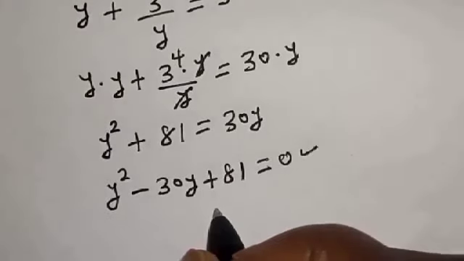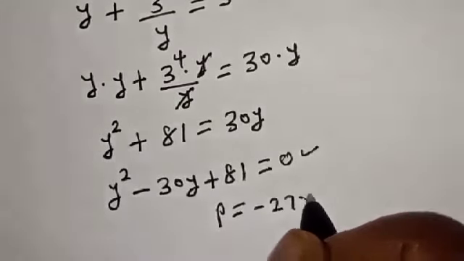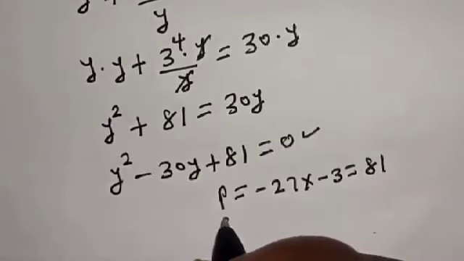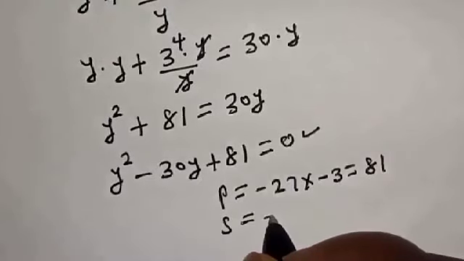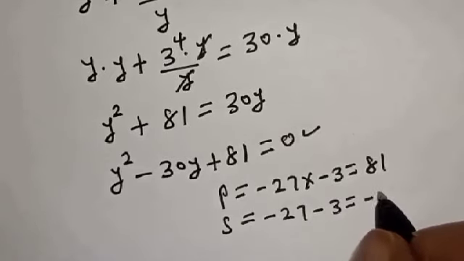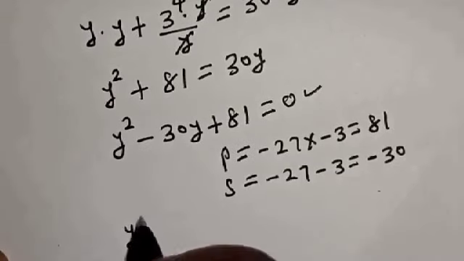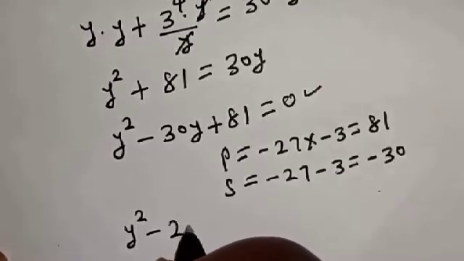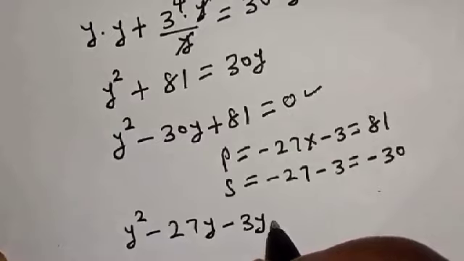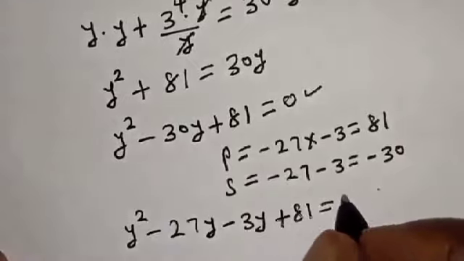Then from this, the product, which is 81, is equal to minus 27 multiplied by minus 3. This will give you 81. Then let's see the sum. This is minus 30. So we have minus 27 minus 3, which is equal to minus 30. Then let's substitute. We have y square minus 27y minus 3y plus 81 is equal to 0.